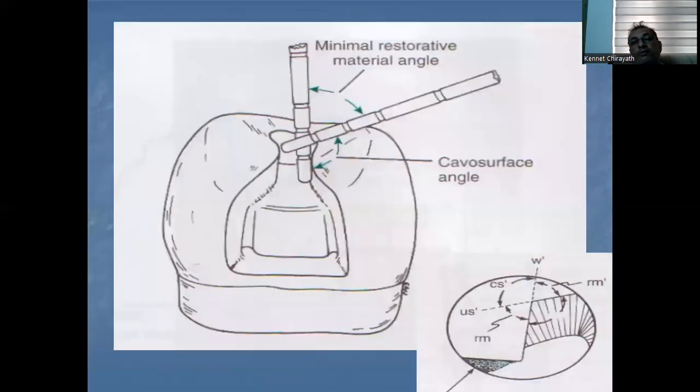Okay, now we'll discuss the cavosurface angle. Cavosurface angle is the angle formed between the external wall and the tooth surface. The cavosurface angle should be 90 degrees, or another name is butt joint, because the edge strength of the amalgam is very less. So that is why we are giving a cavosurface angle of 90 degrees.